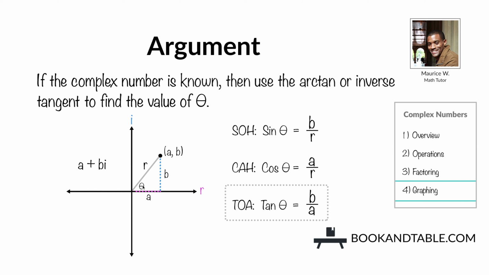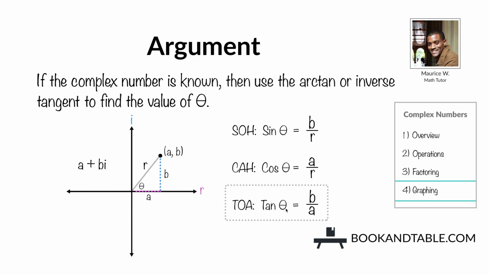Sine of theta is equal to b over r, opposite b over hypotenuse r. But if we know the complex number, we would then have to calculate the modulus to figure out theta here. So we want to skip that step, calculating the modulus. Cosine of theta is equal to the adjacent side over the hypotenuse, or modulus. Again, we don't want to have to calculate the modulus when finding the argument. So that is why we use tangent.